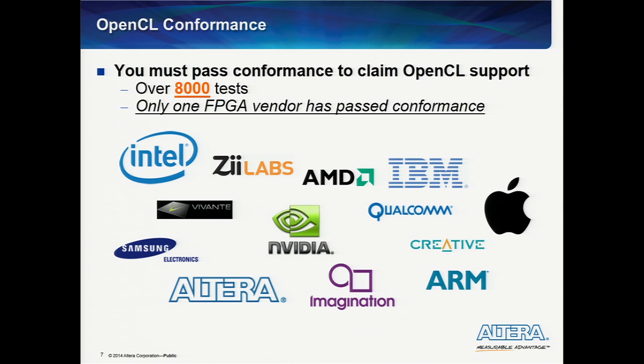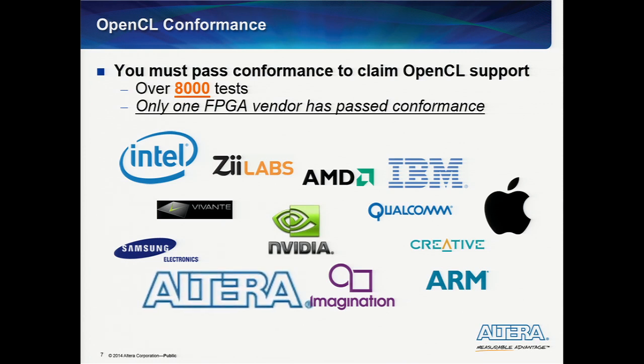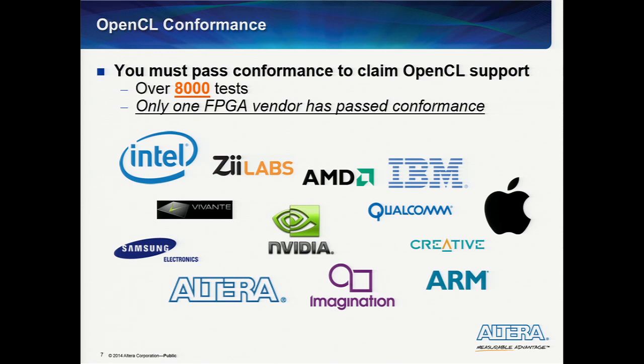In order to be conformant for OpenCL, you have to pass over 8,000 tests. This might not sound that big, but we're the only FPGA vendor who's been able to do so. The amount of compile time it took for us to do this was several CPU years to compile all the binaries. So it was not a trivial task by any means.